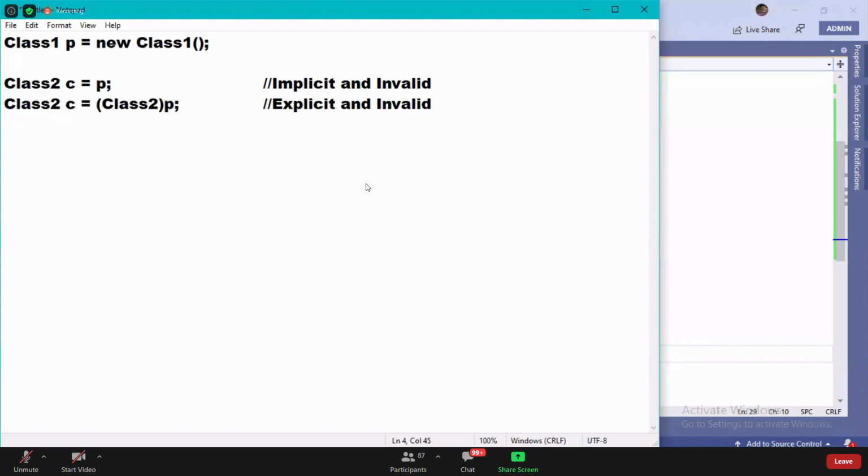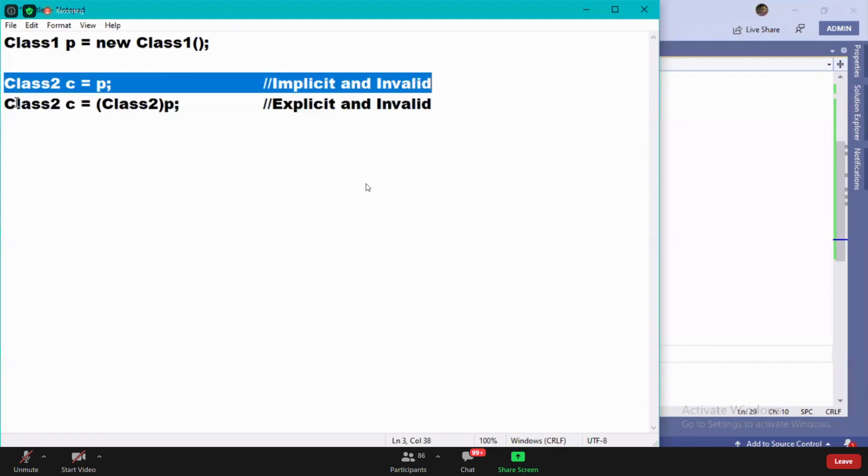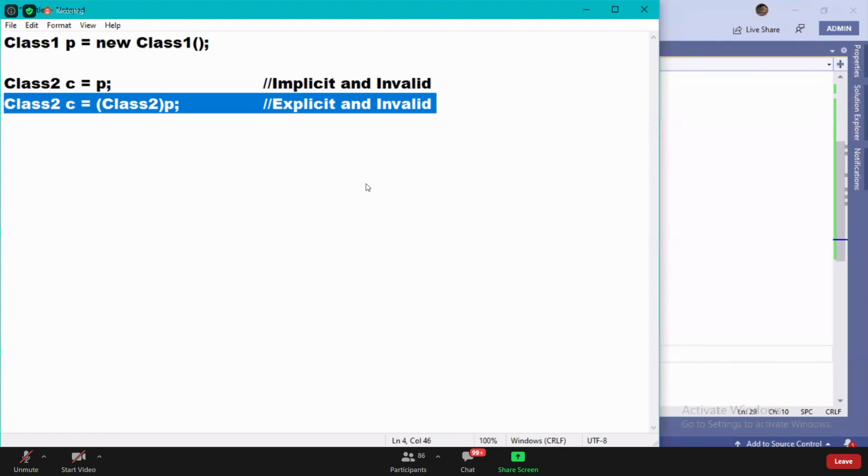Both are invalid, guys. You cannot initialize a child by using a parent instance. Did you catch my point? A child cannot be initialized by a parent instance. And one more thing: if I try to do this, I will get a compile time error; if I try to do this, I'll get a runtime error. I'll show you practically. Watch.